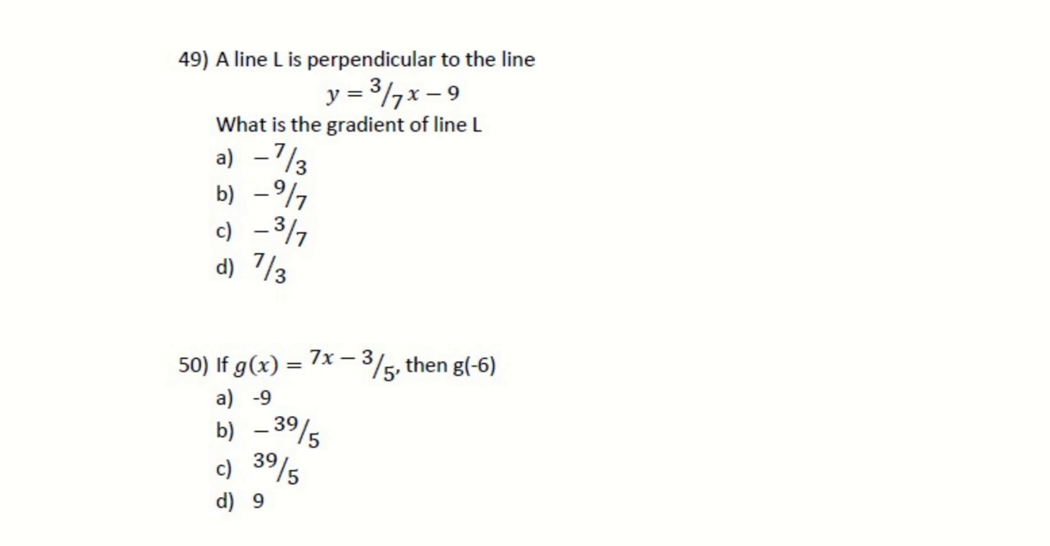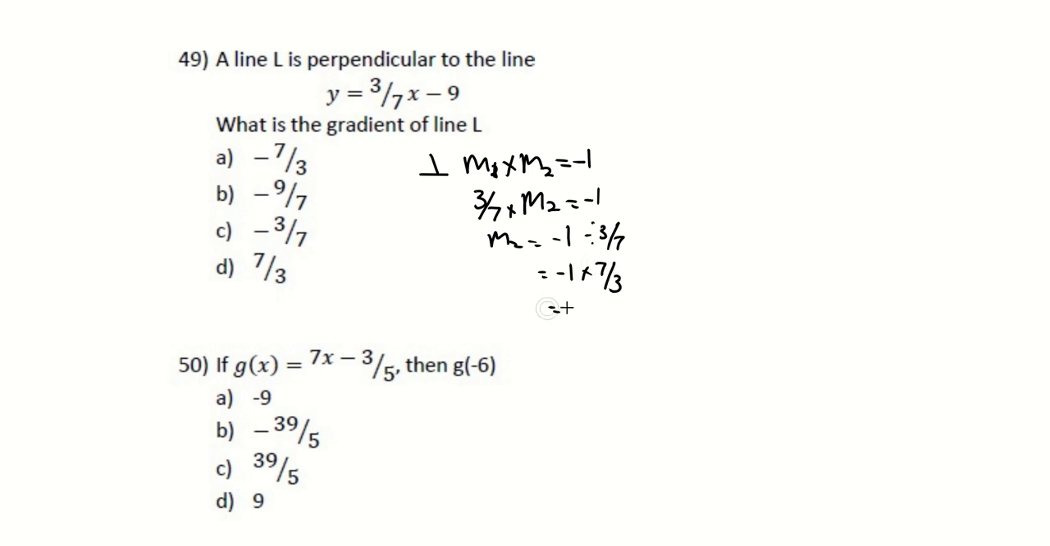A line L is perpendicular to this line, so we know that for perpendicular lines, the gradients of the two lines when you multiply is negative 1. So that's 3 over 7 multiplied by m2 is equal to negative 1. So m2 is equal to negative 1 divided by 3 over 7, which is negative 1 multiplied by 7 over 3, which is negative 7 over 3, which is E.